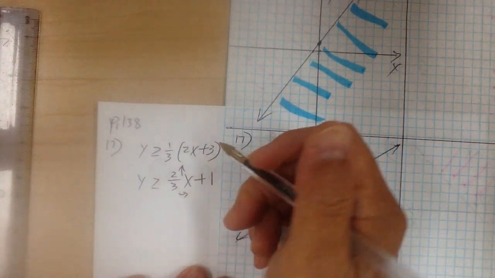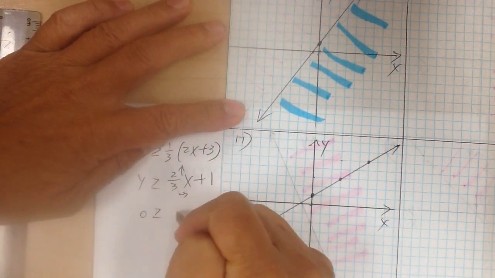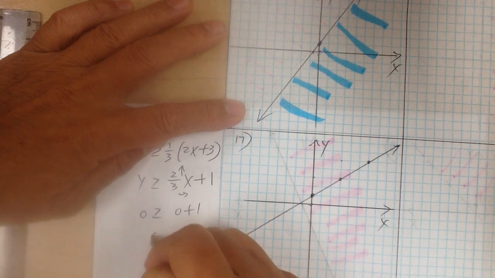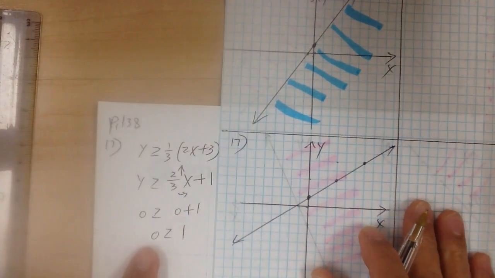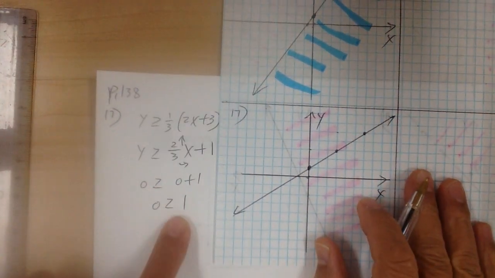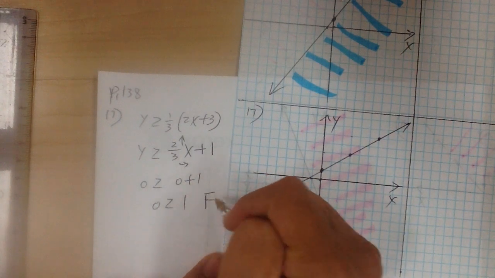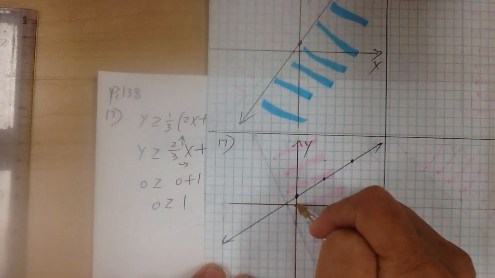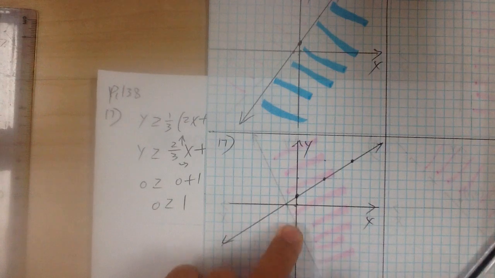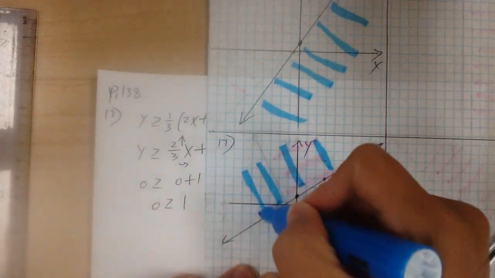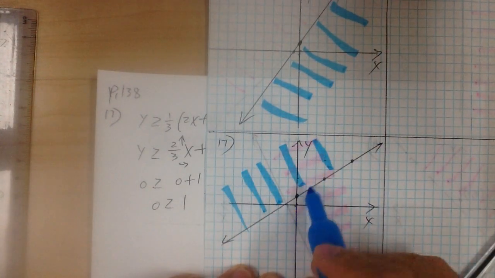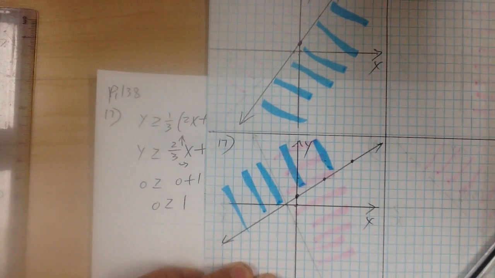So I put 0 in here. I'm going to get 0 is greater than or equal to 0 plus 1. So I get 0 is greater than or equal to 1. This is false, right? So that means this point is false, so it's no good. That means I have to shade the part that is true, so you're shading the other side.